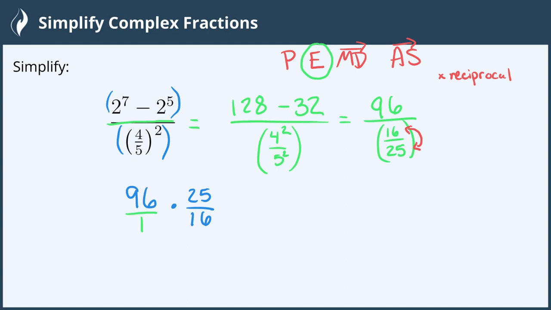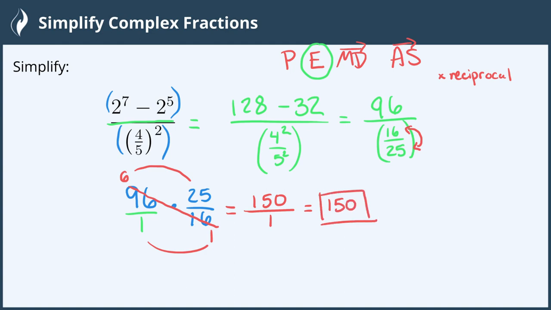96 and 16 are both even. In fact, 96 is divisible by 16. 96 divided by 16 is 6. And 16 divided by 16 is 1. So we have 6 times 25 for the numerator. 6 times 25 is 150. 1 times 1 is 1. And 150 divided by 1 is 150. And we're all done. We have simplified this complex fraction.